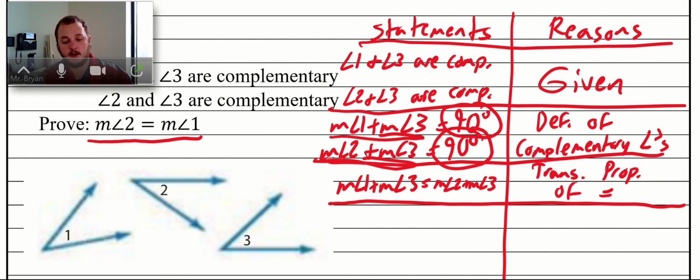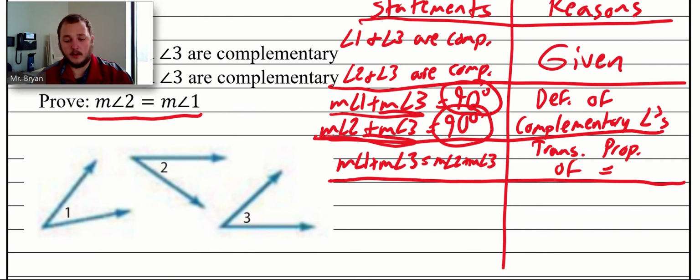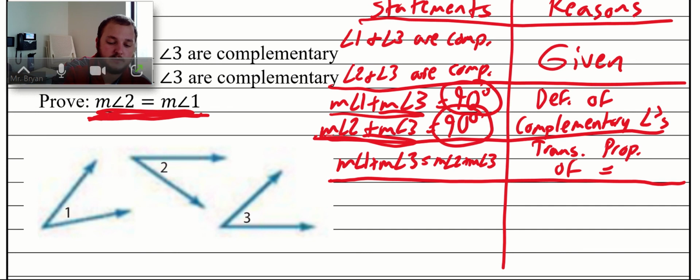Okay, so I have this here. We have measure of angle 1 plus measure of angle 3 equals measure of angle 2 plus measure of angle 3. And notice our end goal is to get here. This is where we're trying to get to. 2 and 1 are the same, is what we're trying to show. Okay, well, the problem is right now I have angle 3 on both sides of the equation.